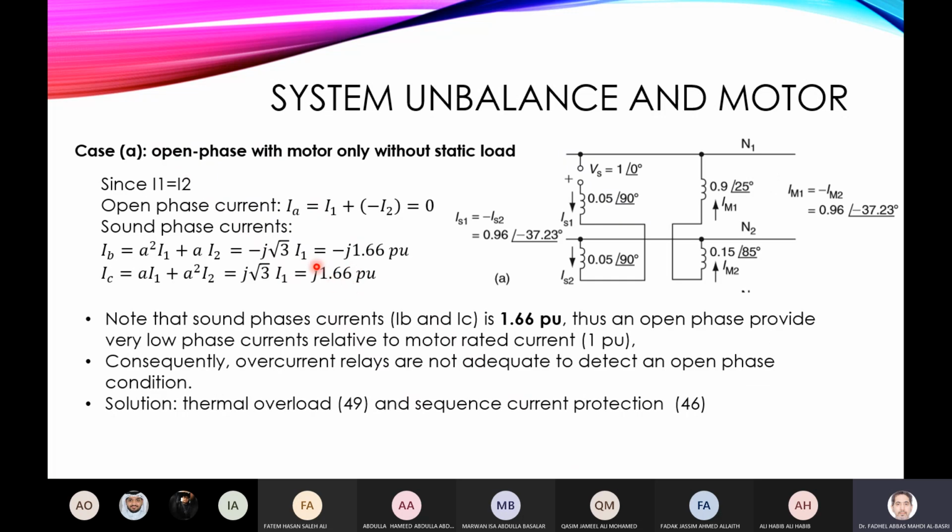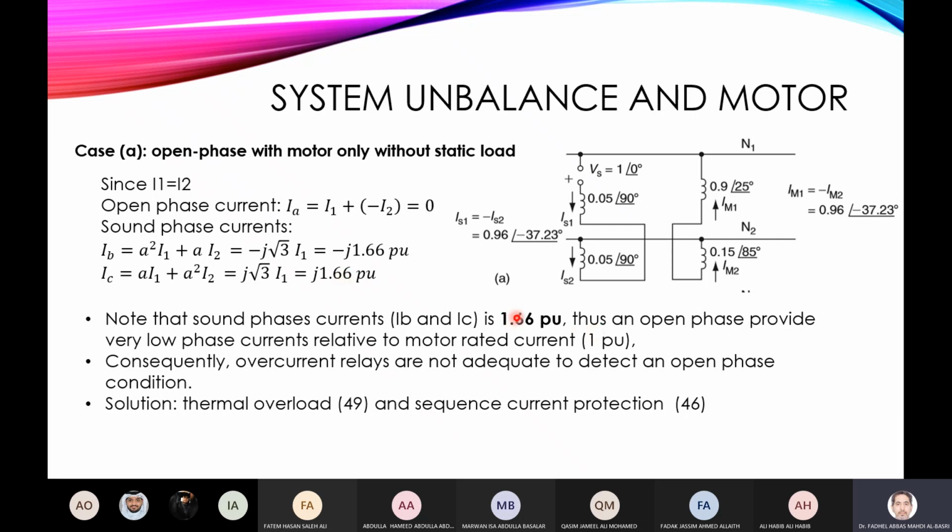Now our full load current of the motor is 1 per unit, so this is an increase of about 66%. However, if you want to detect this type of fault using an overcurrent protection, you won't achieve it, because normally overcurrent you set at 1.25 pickup, and it is very close. You don't have enough margin for sensitivity.